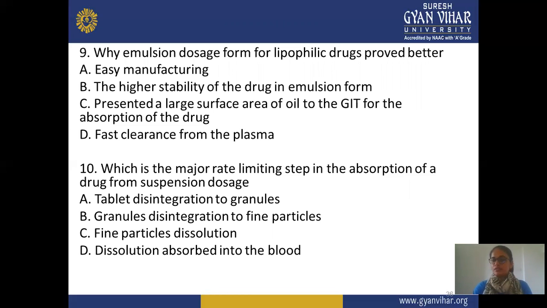Emulsion, we already discussed, is a biphasic or heterogeneous mixture containing two phases, oil and water. If you know complete information regarding emulsions, and about lipophilic as well as hydrophilic nature, you can answer this ninth question easily out of the ABCD options. You can select any one correct option, maybe easy manufacturing, or high stability in the emulsion form, or large surface area in the GIT, or fast clearance from the plasma.